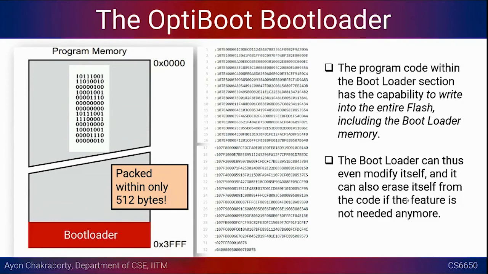There is a certain section called the bootloader. If you read that up, there are a few pages, 5-6 pages, and you will get a much better idea. And this is the machine code for the Optiboot. This is all the 512 bytes needed for doing this entire job.